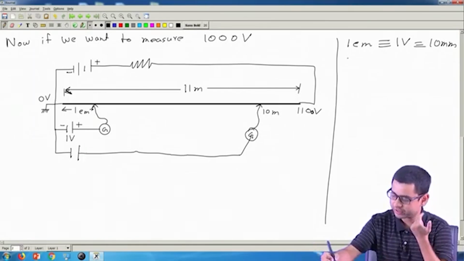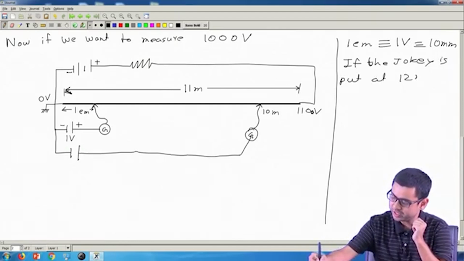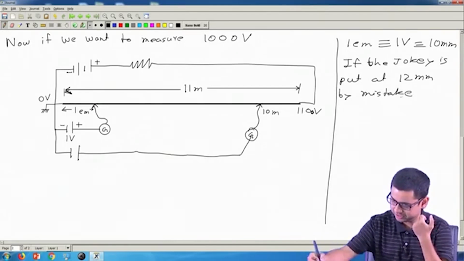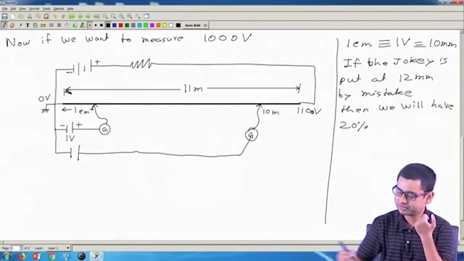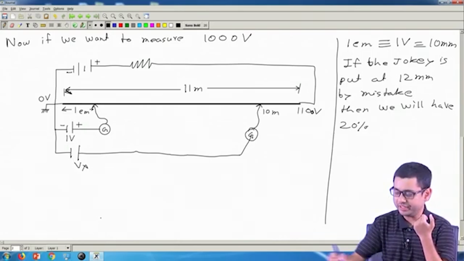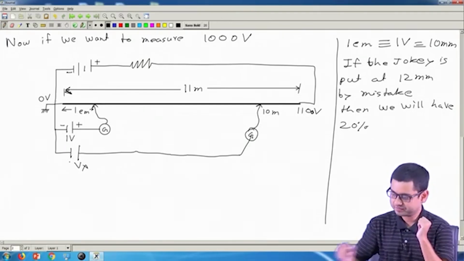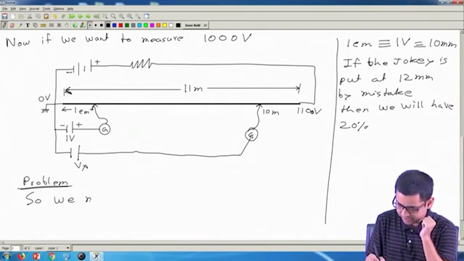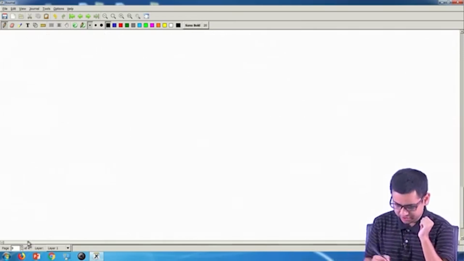While setting the jockey, if we make say a 2 millimeter mistake, if the jockey is put at say 12 millimeter by mistake, by manual error or due to the error in the scale, whatever the reason is, then we will have 20% error. So, we will finally have 20% error in the measured voltage. So, that is the problem. Now, there is a solution. The problem is that we may have low accuracy, and now the solution to this problem is as follows.